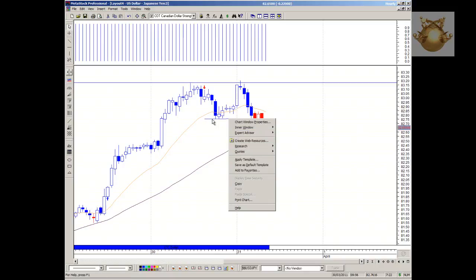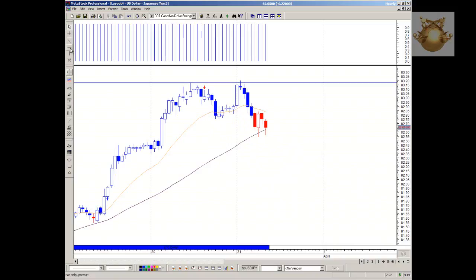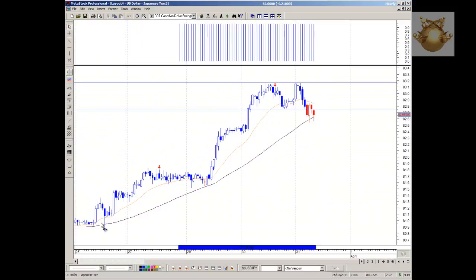If I could draw a nice straight line, that would be great. So that swing there. Notice how the 50-period moving average and the 20 acted as a support area as the trend has moved to the upside, but subsequently has failed. And now what's happening is we've seen price trading on the underside of a price support, now a resistance.